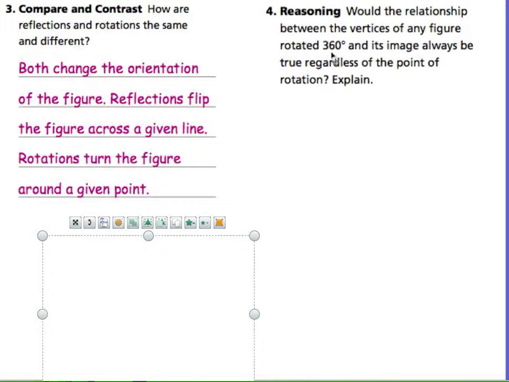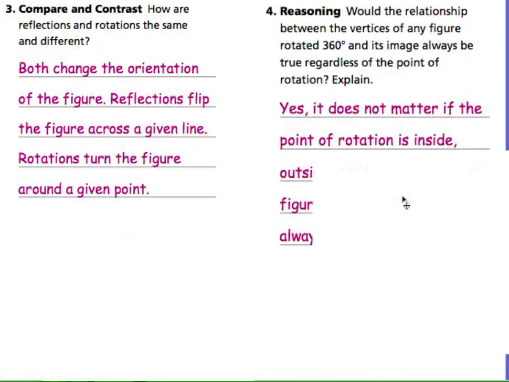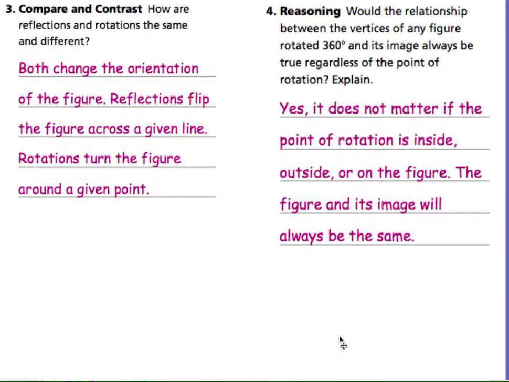Okay, let's look at this next one. Will the relationship between the vertices of any figure rotated 360 degrees and its image always be true, regardless of the point of rotation? Explain. Well, remember, think of a wheel. A wheel is 360 degrees. And when you turn a wheel 360 degrees, you go right back to its beginning. So, it does not matter if the point of rotation is inside, outside, or on the figure. The figure and its image will always be the same. Again, think of a wheel.